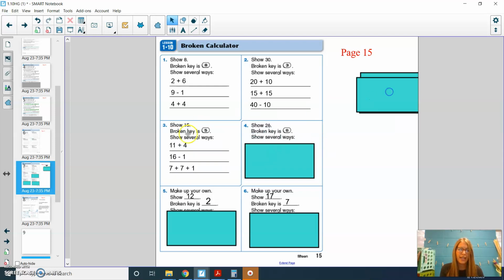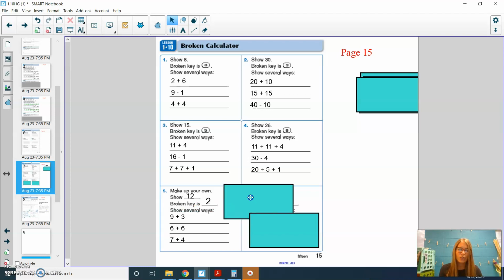So you probably didn't have the same ways that I did, and that's okay. To show 15, I have 11 plus 4, 16 minus 1, and 7 plus 7 plus 1. To show 26, I have 11 plus 11, which I know is 22. And then 22 plus 4 more would get me to 26. I have 30, and if I count back by 4, I know 30 minus 4 equals 26. I know that 20 plus 5 is 25, plus 1 more would get me to 26.